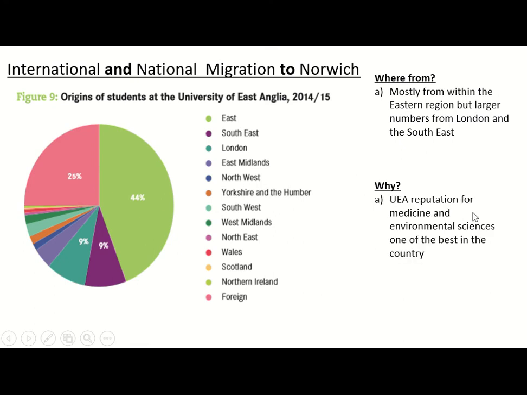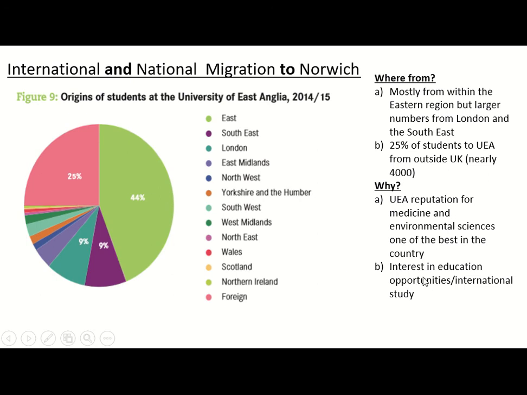So the reason why, firstly, the UEA's got a great reputation for medicine and environmental sciences, I've mentioned. One of the best in the country for environmental sciences, and actually globally speaking. But also, it's close by to these places in the region, so proximity is a big factor too. It also gets, though, 1 in 4 students from outside the UK. That's a huge number. Nearly 4,000 students in the UEA, particularly in this year, came from outside of the UK. And again, it's the interest in education opportunities, but also international study, which lead to those people wanting to go to the UEA. So international students arriving to the UK from China, India, from other parts of the world, are attracted to its reputation and the opportunities it provides.